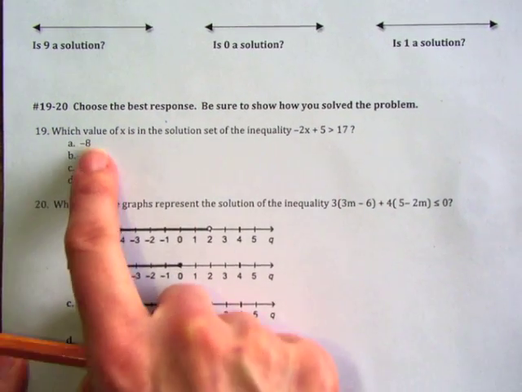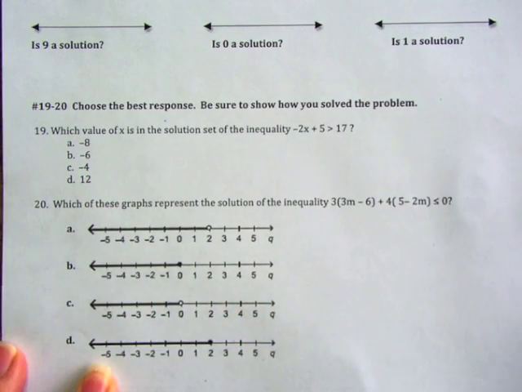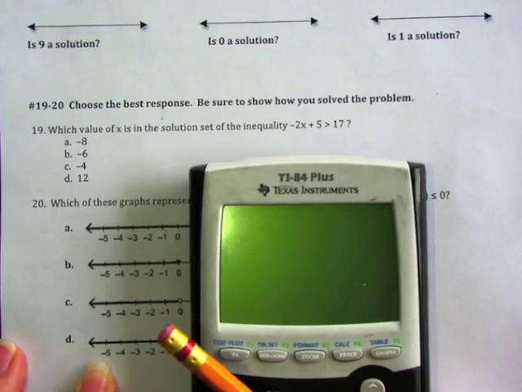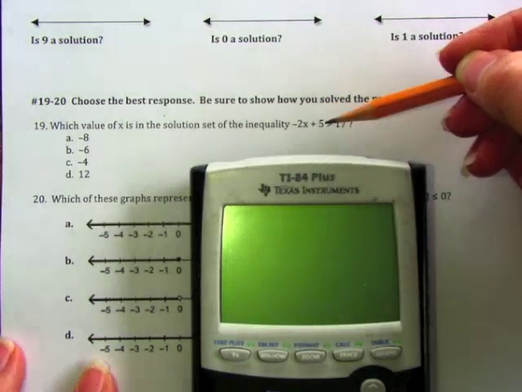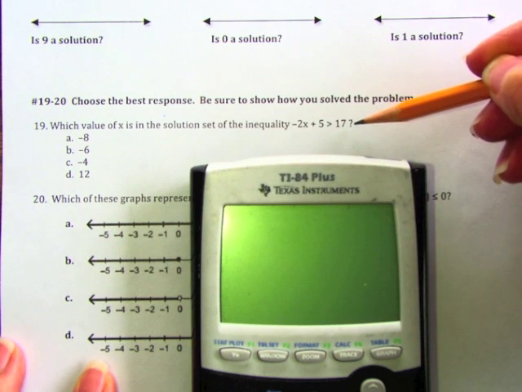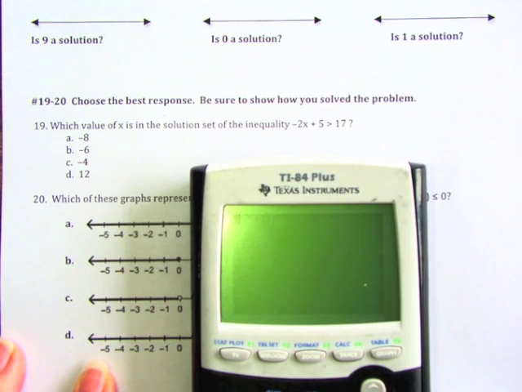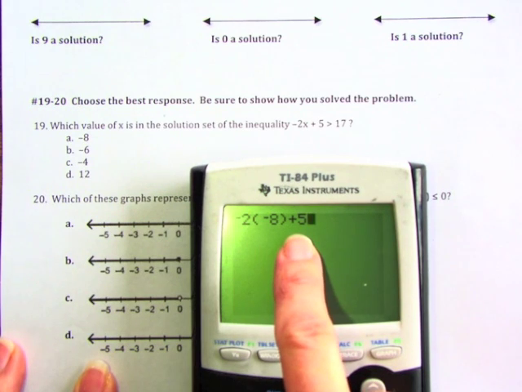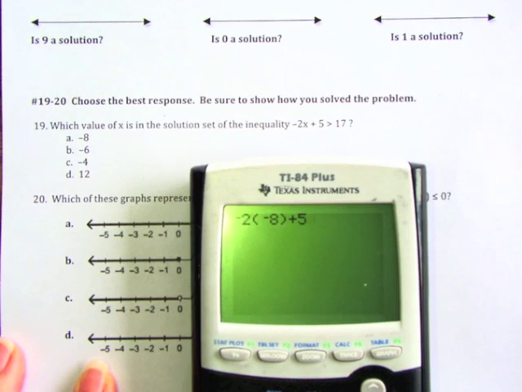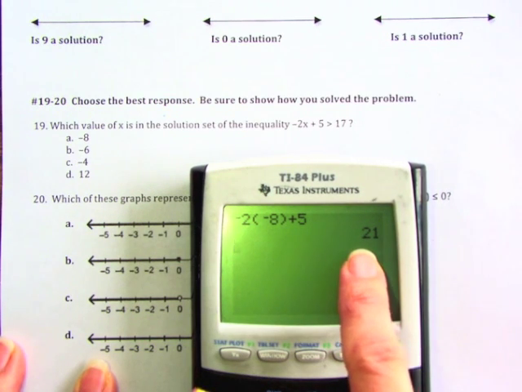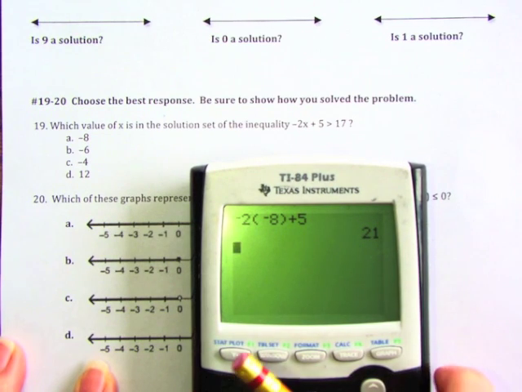I have 4 choices to decide between. I can test each one of those. I need to see which one makes that left side greater than the right side. So as I test them, I can put in negative 2 times the quantity negative 8, plus 5. And what I'm looking for is if this comes out to be a value that is greater than 17. I hit enter, I get the value 21. Is 21 greater than 17? Yeah. I found a value that's in the solution set.